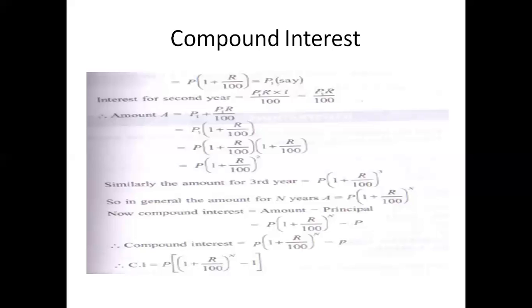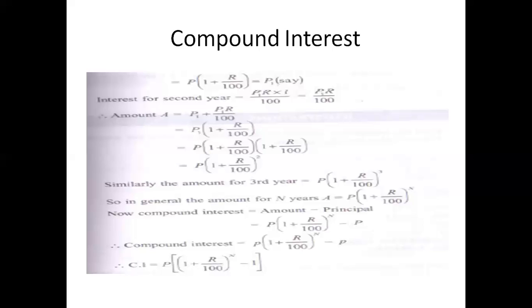That is, we have P as common into 1 plus R by 100 into 1 plus R by 100, which is equal to P into 1 plus R by 100 whole squared. That is for the second year. If we go to the third year, we have P into 1 plus R by 100 to the power 3. Now we can see that this is the basic difference between simple and compound interest, that in simple interest we do not get interest on interest.